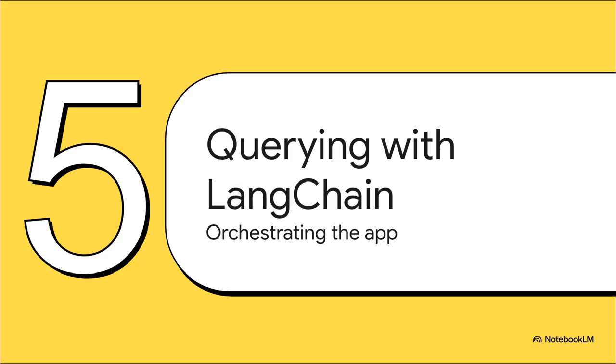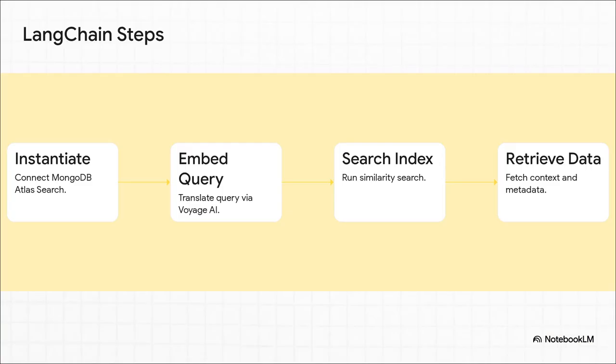Finally, step 5, querying our data with LangChain. We're going to create one last script called LangChain_integration.py. This is where LangChain basically wraps all our hard work up like a perfect little holiday present. First, we instantiate MongoDB Atlas vector search and point it to our cluster. When a user asks the question, LangChain automatically steps in, takes that text, and embeds it using Voyage AI. It's essentially translating the user's human words into the exact same mathematical language as our database.